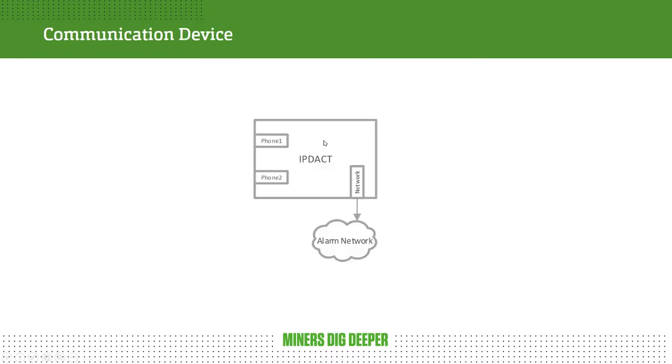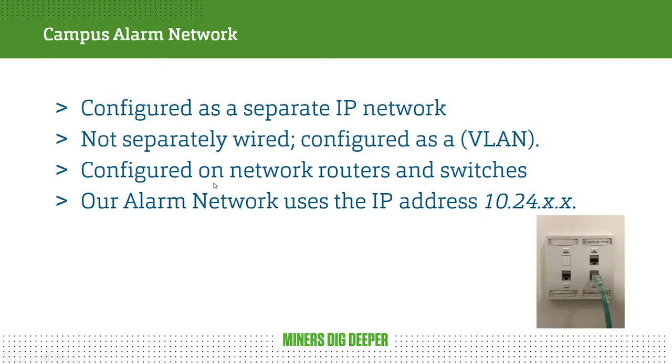So we talked about in the first part about the IP DAC, how it takes telephone connectivity and takes that information off the telephone quote unquote call and converts it into information on the network and then puts it onto the alarm network. So we're talking about this next step here. Campus Alarm Network is configured as a separate IP network. It's not separately wired, but it's configured as a VLAN, which is a virtual LAN, virtual local area network.